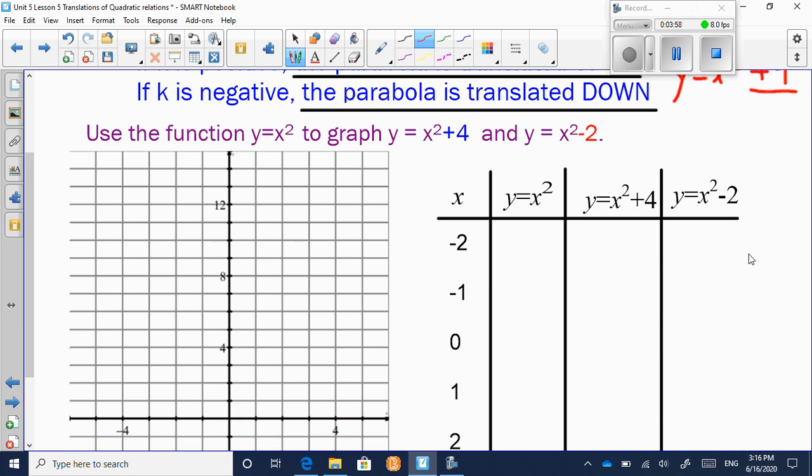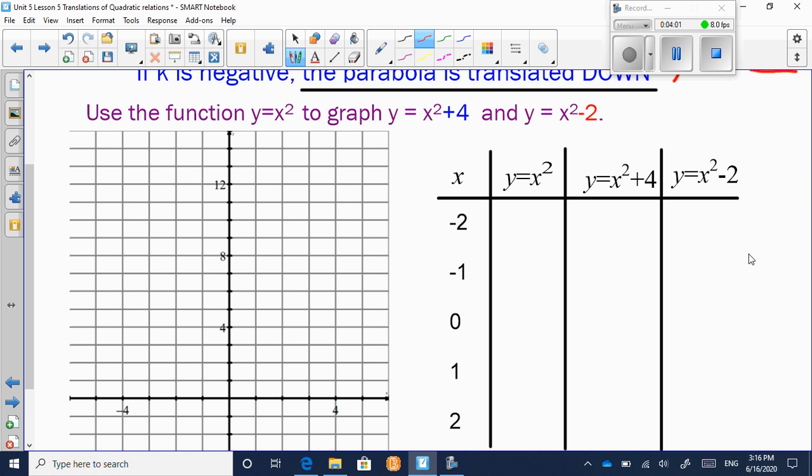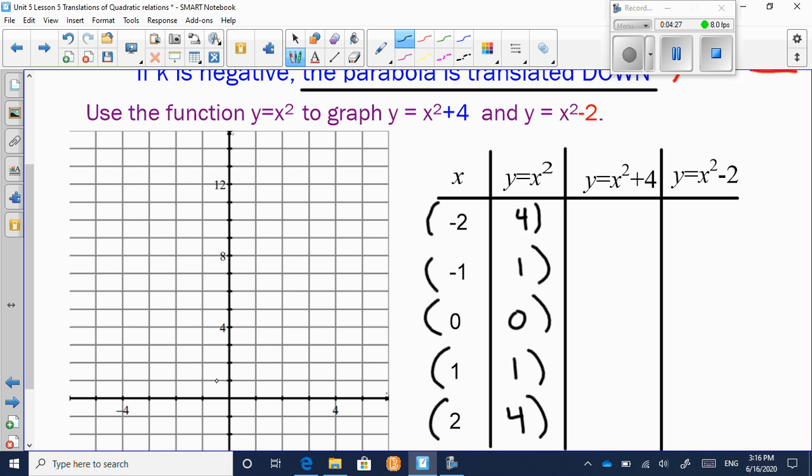Let's try this. We're going to try a few graphs here, and I'd like to start with our bread and butter. It's always nice to compare everything to that. I'm just going to put these numbers in. Hopefully you're starting to get used to these. These are the points that we use. And remember, every point has an x and a y. Those are the points on this parabola. So let's graph those. At -2, it's 4. At -1, it's 1. 0, 0 is the vertex. 1, 1, and 2, 4.